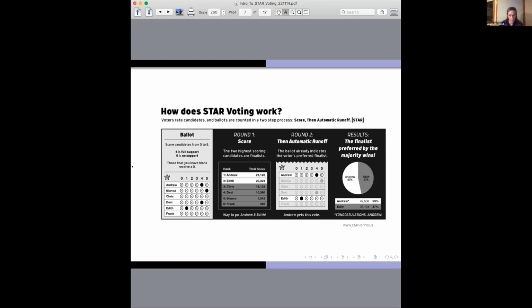Does that make sense? Are there any questions before I go on and talk a little more about this method? So Edith got 1 vote. How many votes did Andrew get?